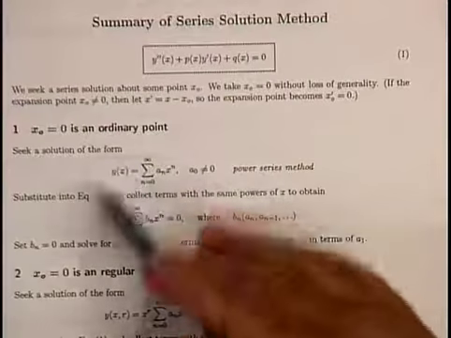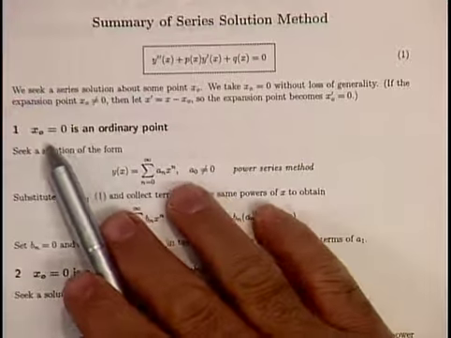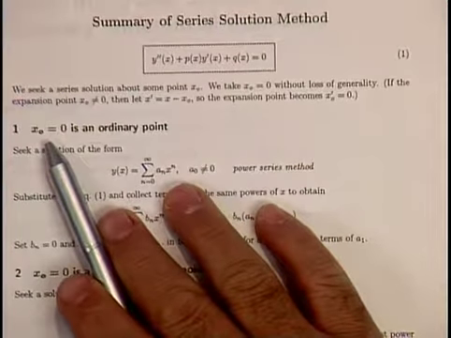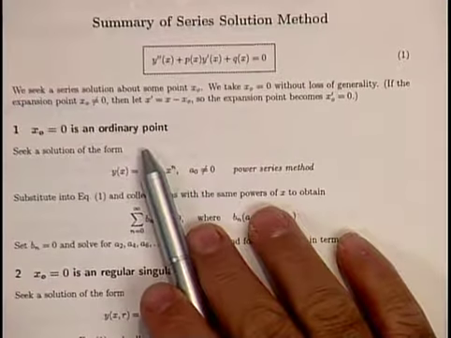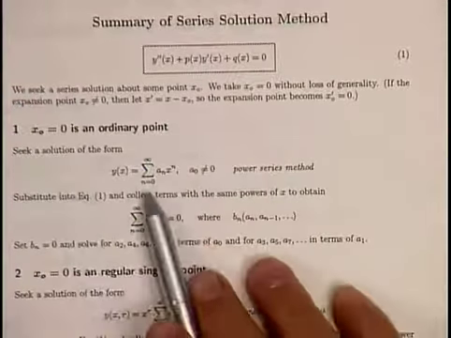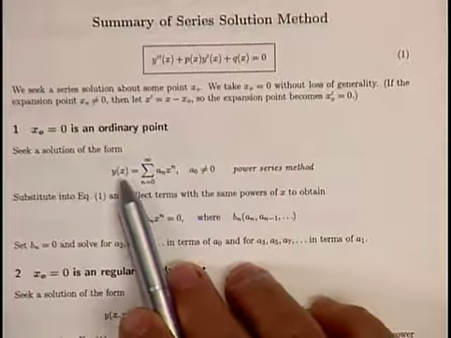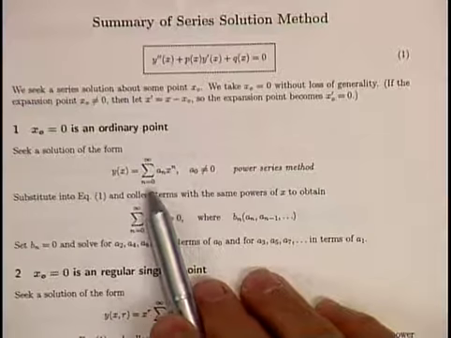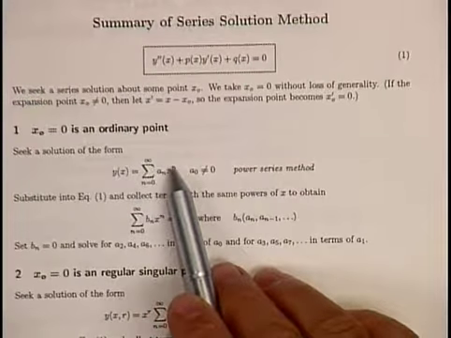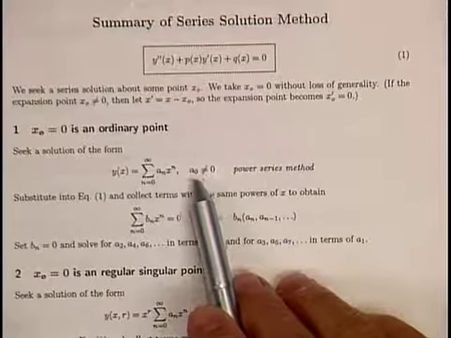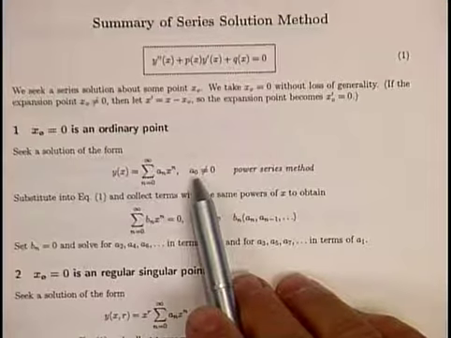So we have two cases. The first case is when x naught is just an ordinary point, so it's not a singularity. In this case we will seek a solution in the form y of x equal to the summation from n equals 0 to infinity of a n x to the power of n, where the first coefficient a0 does not equal 0.